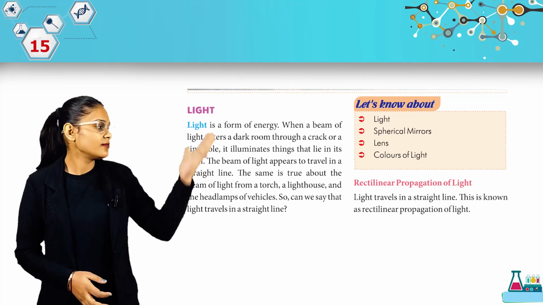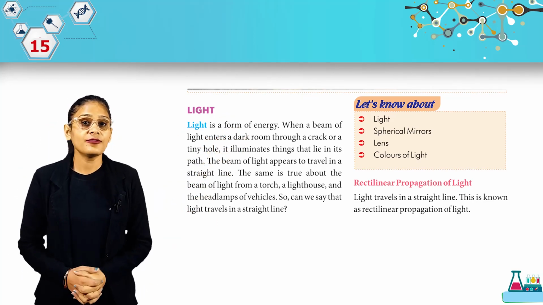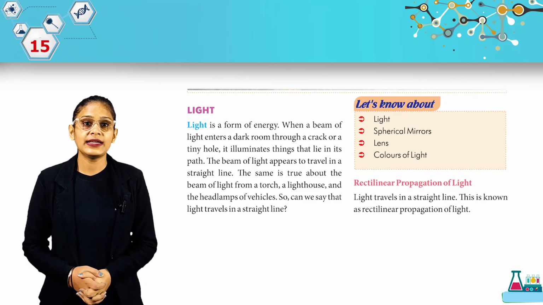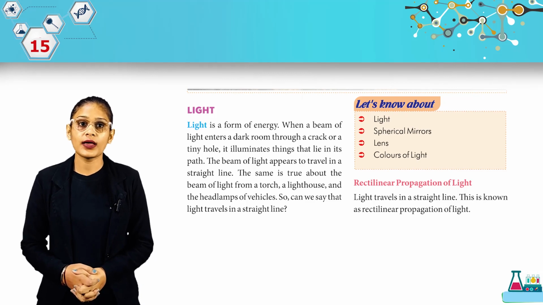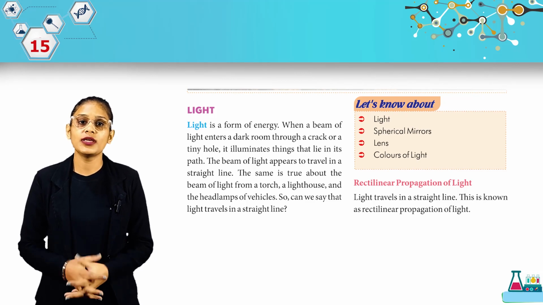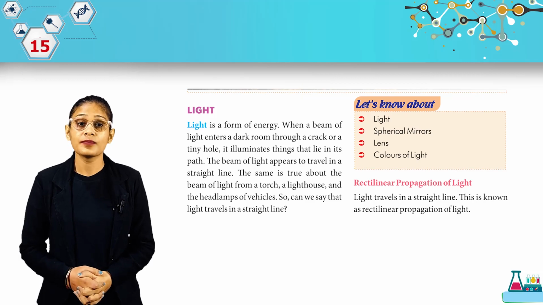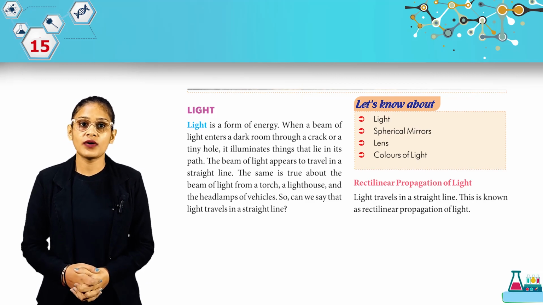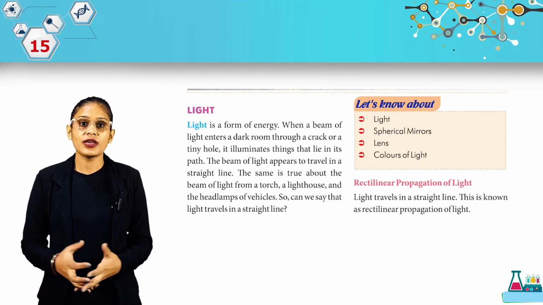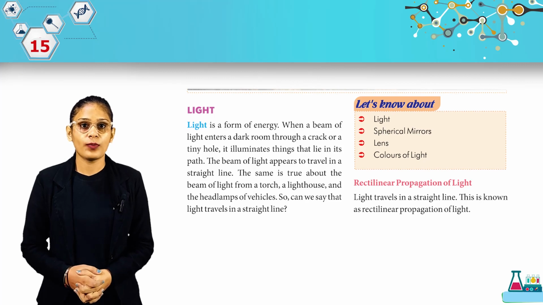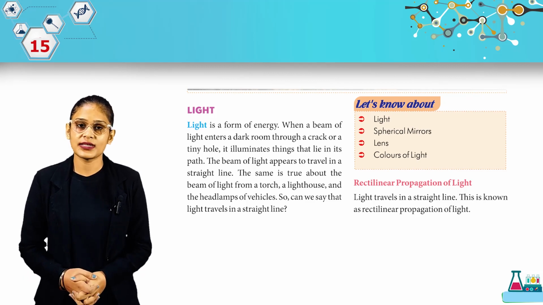The first we have light. Light is a form of energy. When a beam of light enters a dark room through a crack or a tiny hole, it illuminates things that lie in its path. The beam of light appears to travel in a straight line. The same is true about the beam of light from a torch, a lighthouse, and the headlamps of vehicles. So we can say that light travels in a straight line.